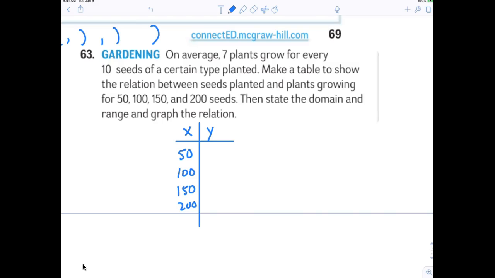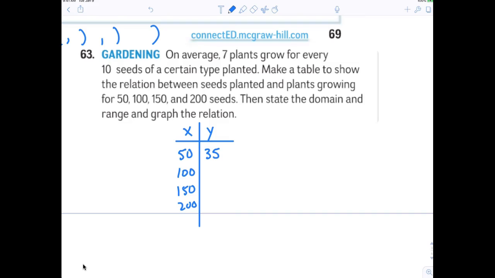50. All right, so now I want someone to tell me, if 7 plants grow for every 10 seeds, then how many are going to grow with 50 seeds? What did you think, Abe? 30 what? Yes, you do. You just told me 7 times 5 is 34. Oh, it's 35. Do you agree with that now? Right. 35.